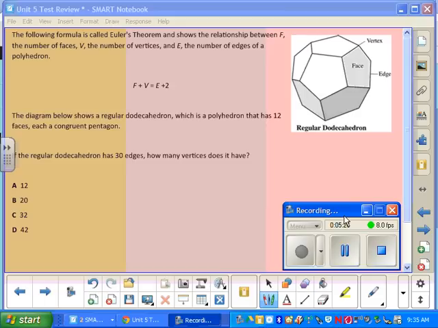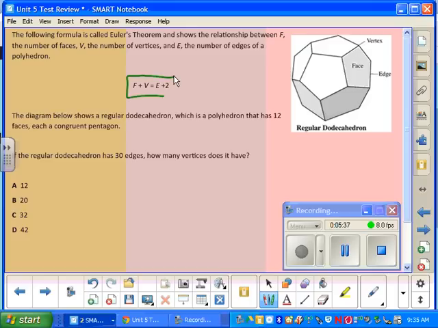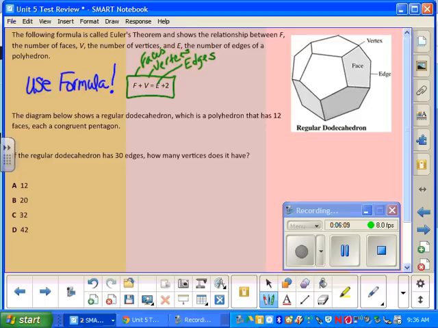It says the following formula is called Euler's theorem and shows the relationship between F, the number of faces, V, the number of vertices, and E, the number of edges of a polyhedron. You'll see on the formula we have faces plus vertices equals edges plus 2. The diagram shows a regular dodecahedron, which is a polyhedron that has 12 faces, each a congruent pentagon. Now, let me explain what a polyhedron is. A polyhedron is just a solid figure with many plane faces, and typically it has more than 6 faces. Okay, so let's go on to the question.